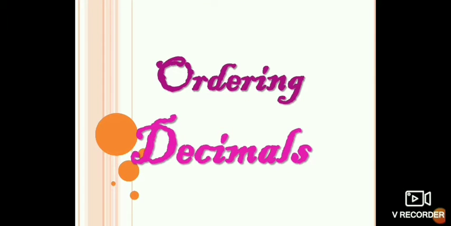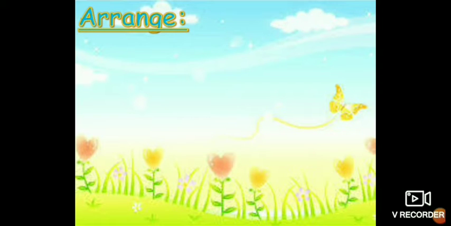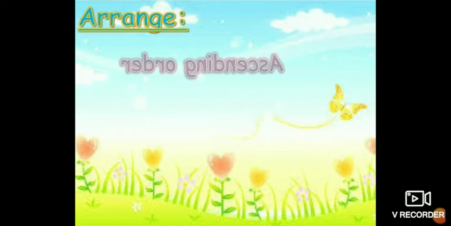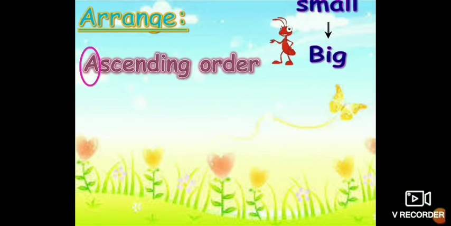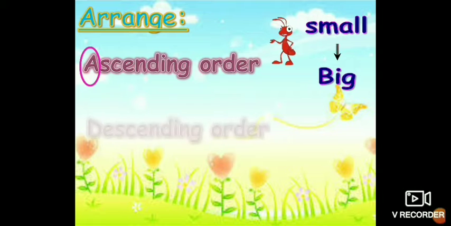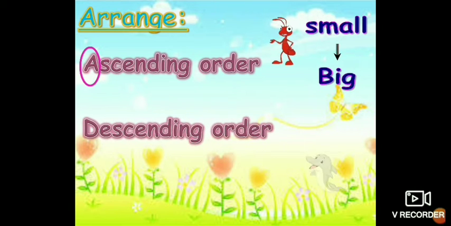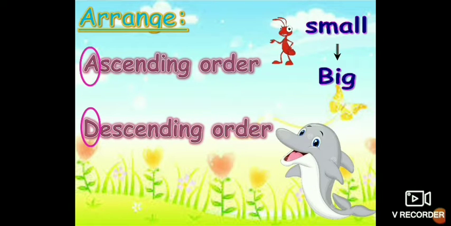Welcome to a new math lesson, ordering decimals. If we want to order numbers, we arrange them in two ways: ascending order and descending order. Ascending order starts with the A, like ant, so we start from small to big. Then we have descending order. It starts with a D, like dolphin or dinosaur. So we start from big to small.